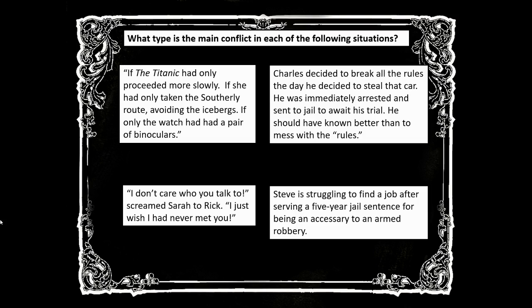If the Titanic had only proceeded more slowly, if she had only taken the southerly route, avoiding the icebergs, if only the watch had had a pair of binoculars. What is the main conflict? Now, there may be a few conflicts, or at least 2 in some of these, but think about the main conflict. What is the main conflict being described?